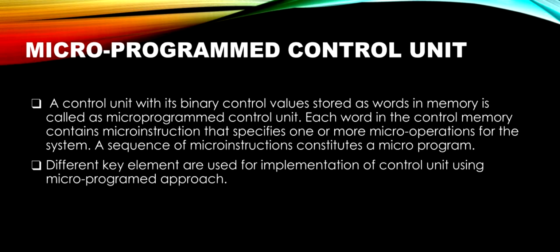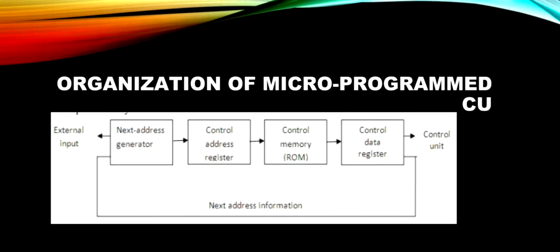Now, in horizontal programming, there is a method where each value is assigned a bit, so it results in faster execution and faster working of the CPU. This slide shows the architecture of microprogram control unit.